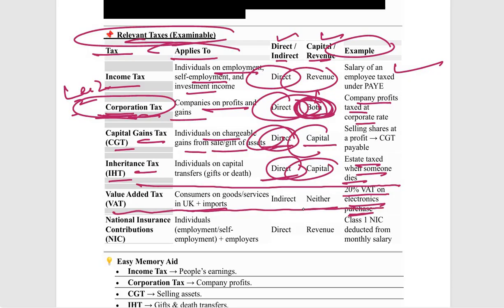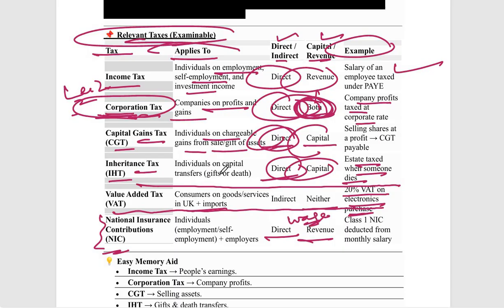Then you will have National Insurance Contribution, NIC, and this applies to individual employees, the self-employed, and also employers, and it is a direct tax. It is a revenue tax because it is on wages.